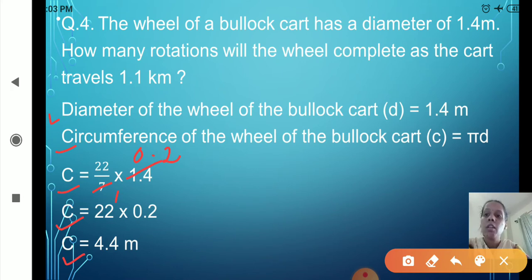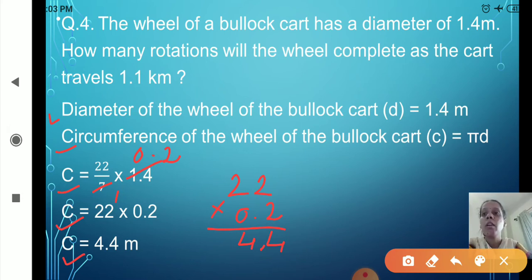The answer is C is equal to 4.4 meter. As you can see here, 22 multiplied by 0.2: 2 twos are 4, 2 twos are 4. Here it is 0, so we will not do this multiplication. Put the decimal point after one digit from the right-hand side. So the answer is 4.4 meter. Okay, now this is the circumference.